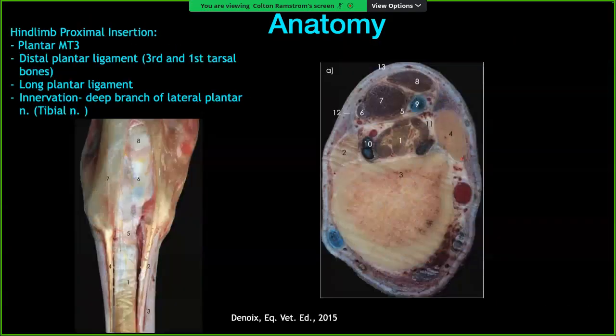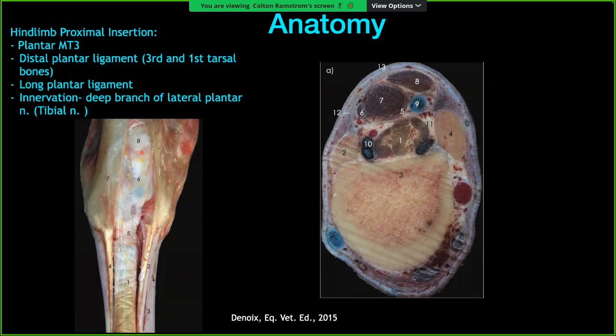Hind limb, fairly similar. So again, we said plantar cortex of MT3 in this case. But we also have some contribution from the distal plantar ligament. In some references, I think Dyson, she calls it the accessory ligament of the suspensory ligament. But same structure. This is just the nomenclature that Denoix prefers, the distal plantar ligament.